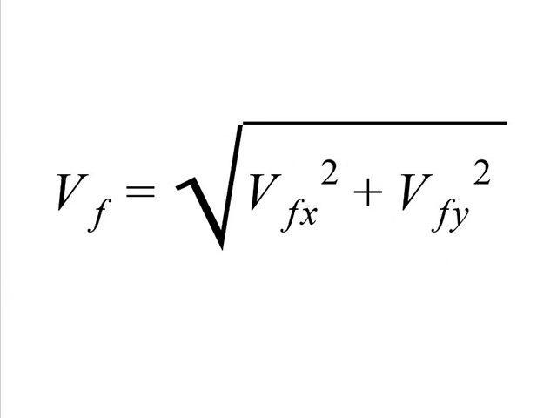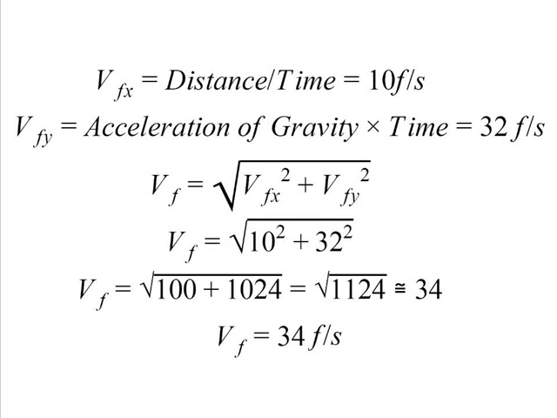Using the Pythagorean theorem, this equation proves that the final velocity of a projectile will be faster than the initial velocity, due to the acceleration of gravity. So, the final velocity in the x direction is 10 feet per second, as I have measured. And the final velocity in the y direction equals the acceleration of gravity, or 32 feet per second.